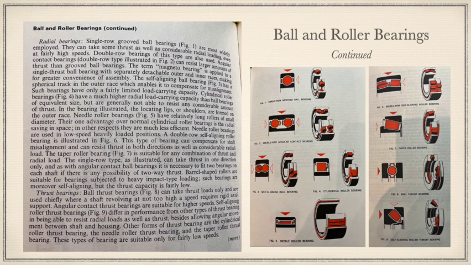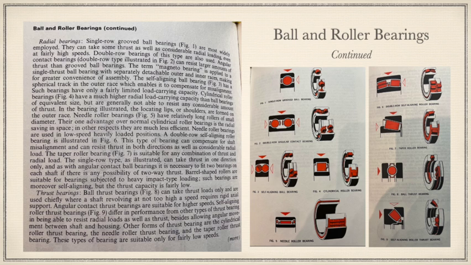Radial bearings. Single row grooved ball bearings, seen in Figure 1, are most widely employed. They can take some thrust as well as considerable radial loading, even at fairly high speeds. Double row bearings of this type are also used. Angular contact bearings, illustrated in Figure 2, can resist larger amounts of thrust than grooved ball bearings. The term magneto bearing is applied to a single thrust ball bearing with separately detachable outer and inner races, making for greater convenience of assembly.